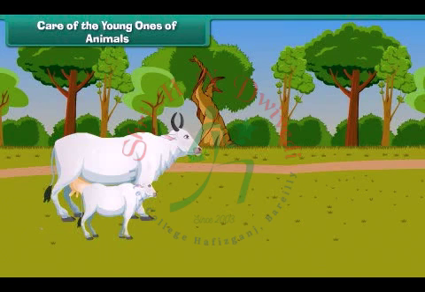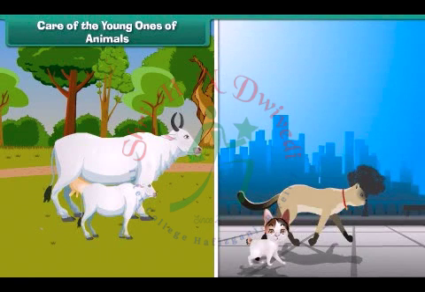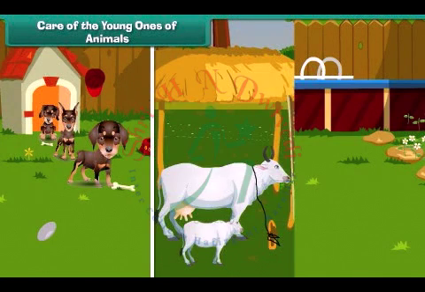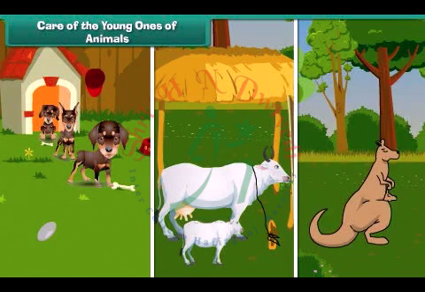Now let's move on to another topic, that is taking care of the young ones of animals. We see that young ones of animals look like them. Animals take care of their young ones and feed them. To protect puppies, dogs should be kept in a kennel. To protect cows and buffaloes, they should be kept in sheds. To protect its baby, a kangaroo keeps it in its pouch.